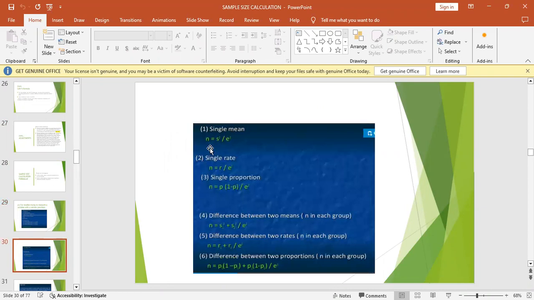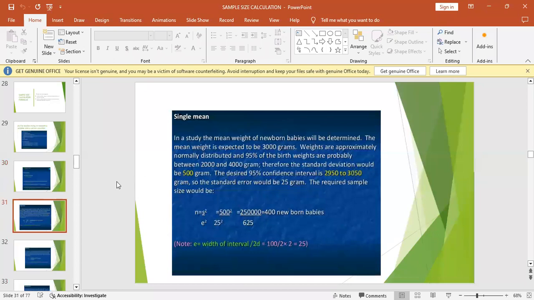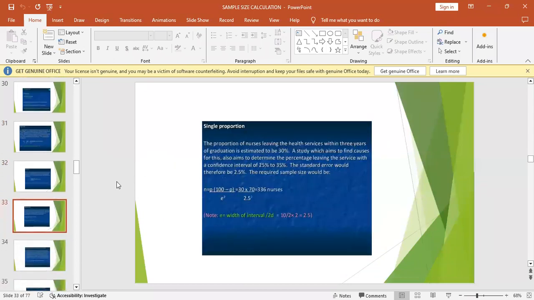For a single mean, the equation is n equals s over e, for a single rate, it is n equals r over e, and for a single proportion, it is n equals p into 1 minus p over e. These are the examples.